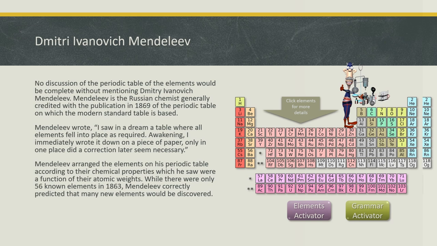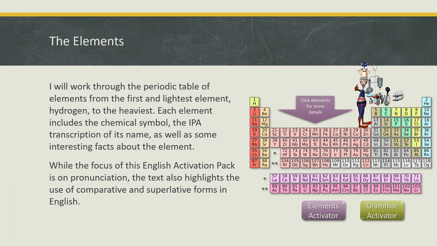The elements. I'll work through the periodic table of elements from the first and lightest element, hydrogen, to the heaviest. Each element includes the chemical symbol, the IPA transcription of its name, as well as some interesting facts about the element. While the focus of this English activation pack is on pronunciation, the text also highlights the use of comparative and superlative forms in English.